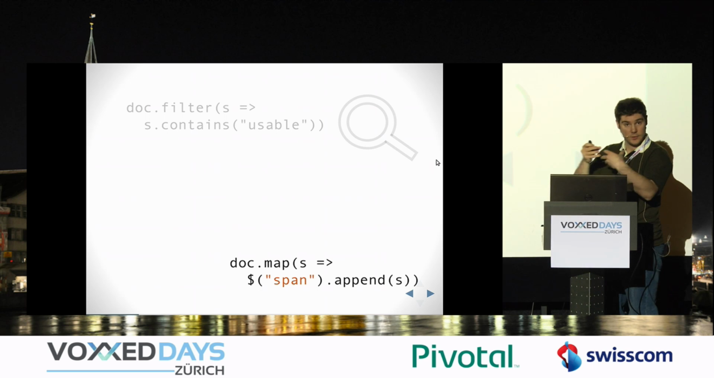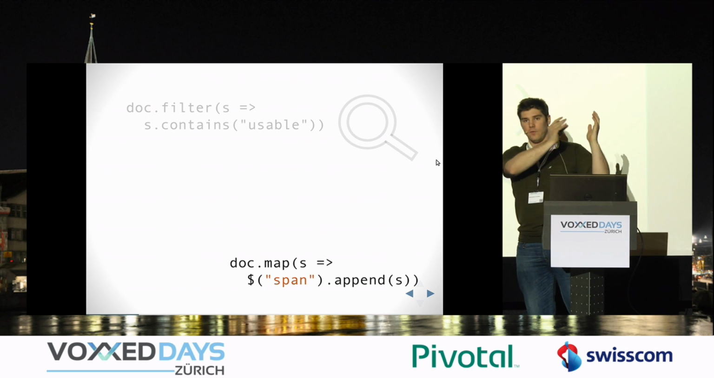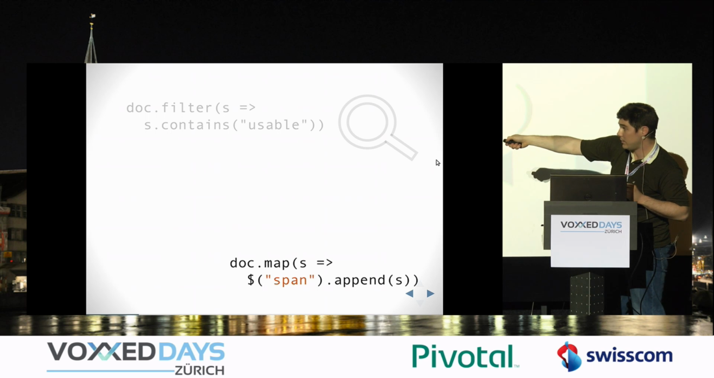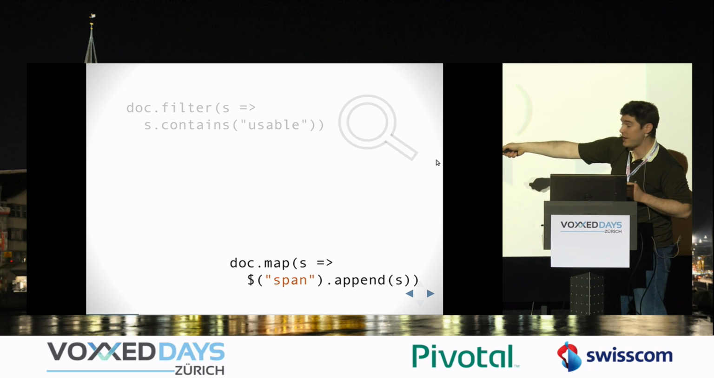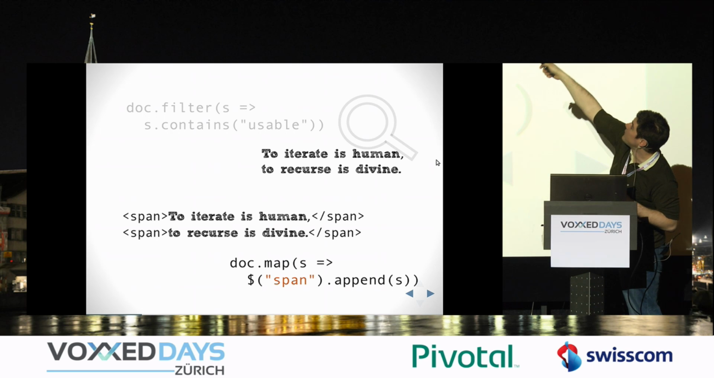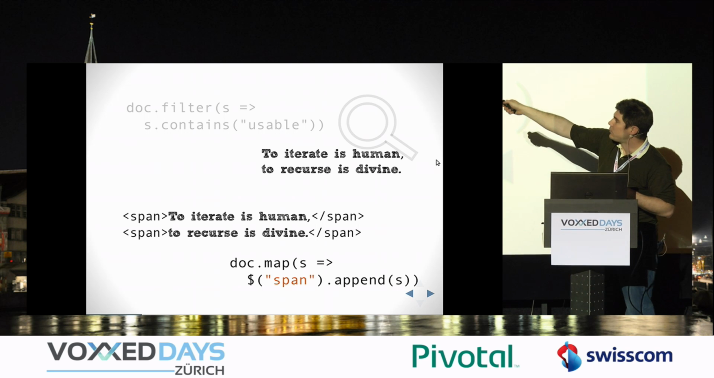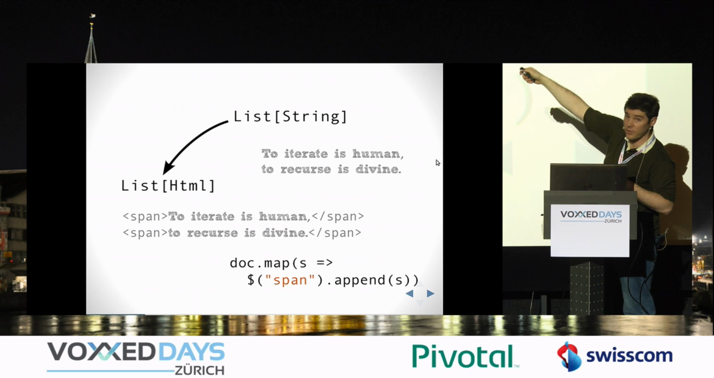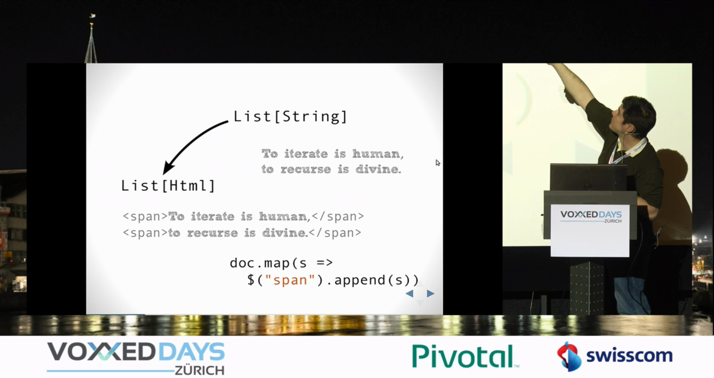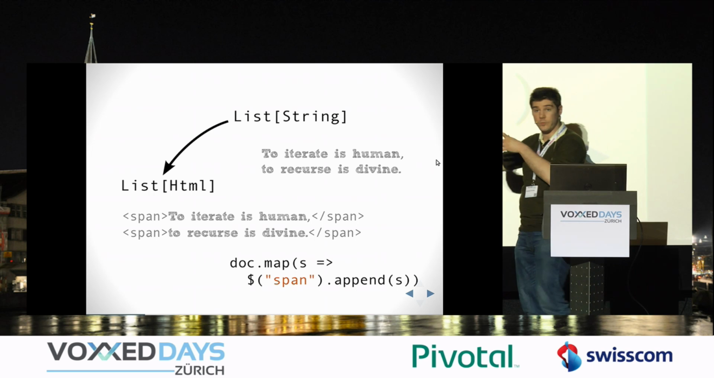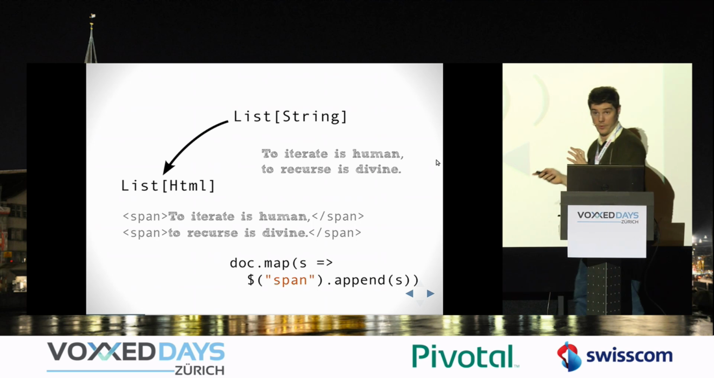And as the name implies, map transforms elements of a collection into a new collection, using some kind of transformation function, which in this case takes a line, creates a new span element, and then just appends the line into this span element. So for example, if you had the statement that to iterate is human, to recurse is divine, this is what the result would look like. What's special is that it takes a list of strings, but returns a list of HTML elements. So it transforms the elements inside potentially to a different type. Okay.